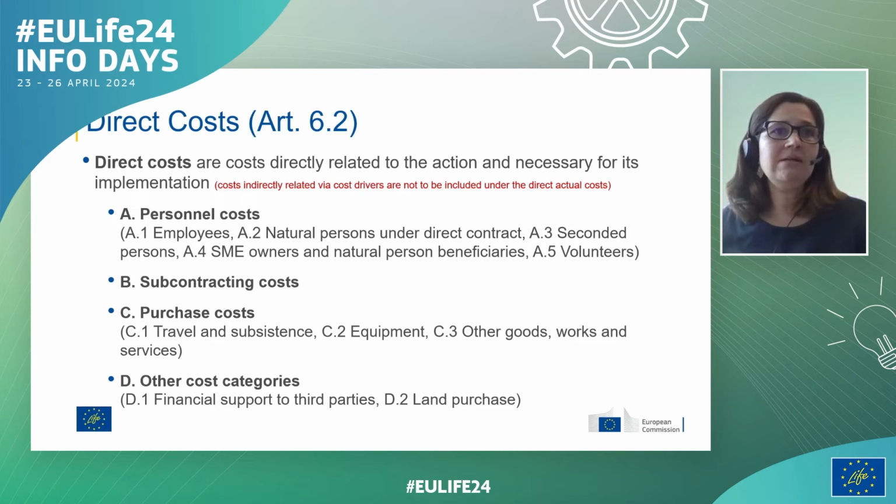You have these main four types of costs: personal costs, subcontracting, purchase costs, and other cost categories. In personal costs, you have 5 different categories that we will be looking at in a minute. Then subcontracting and purchase costs, there are 3 types. And then the financial support to third parties and land purchase, which is other costs. I will be going into each one of these. Next slide, please.